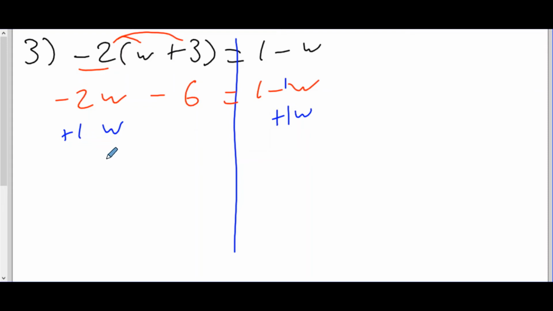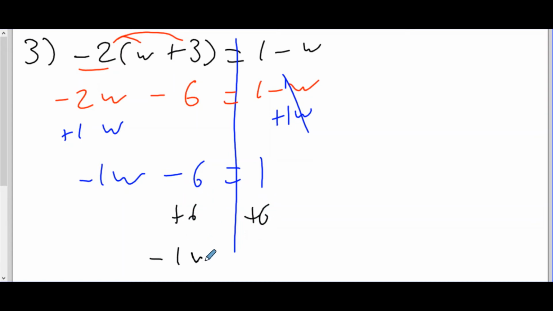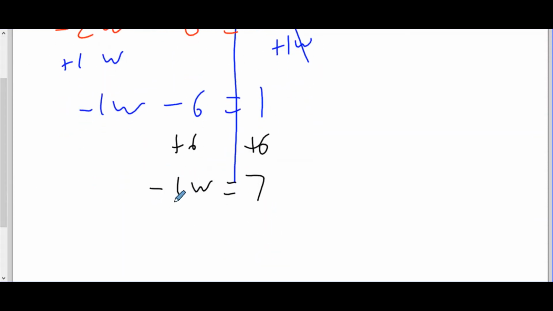So negative 2 plus 1 is a negative 1. And those cancel, you're left with the 1. Go ahead and solve for w. Add 6. Negative 1w equals 7. And then to get rid of this negative 1, and even if there wasn't a 1 there, if you just wrote it as negative w, to get rid of a negative sign in the front, we just divide by negative 1. Because again, even if there's no 1, there's an invisible 1 there. And so a positive divided by negative becomes a negative 7.